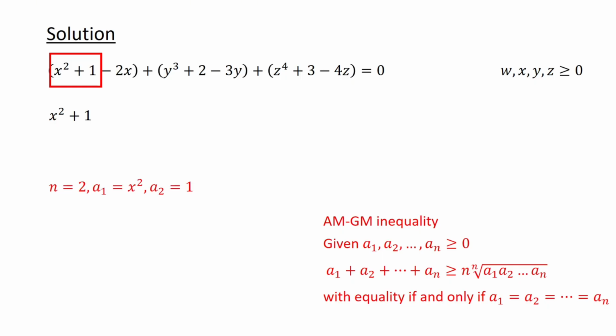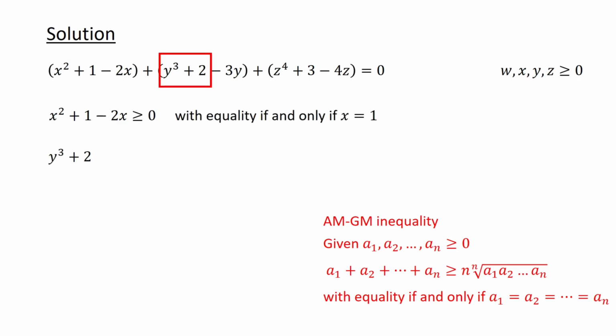For our case, n equals 2, a1 equals x², and a2 equals 1. So we have x² + 1 is greater than or equal to 2 times the square root of x² times 1, with equality if and only if x² equals 1. The right-hand side of the inequality is 2x. Since x is non-negative, taking the square root of x² = 1 gives us x = 1. Moving 2x to the other side, we obtain x² + 1 − 2x ≥ 0, with equality if and only if x = 1.